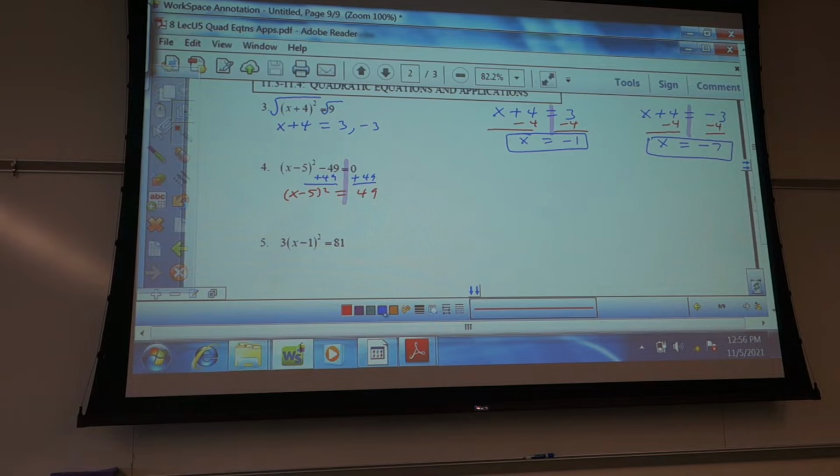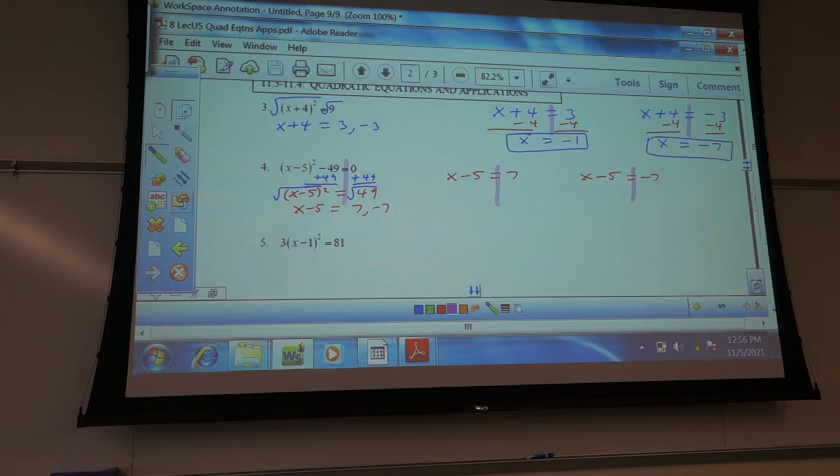Now what do I do? Yep, square root both sides. So on the left I'll have x minus 5. On the right, I'm going to take a square root of a number, so it could be 7 or negative 7. Everybody on board? So now I have 2 equations. I have x minus 5 equals 7. I have x minus 5 equals negative 7. I need to add 5 to both sides. And here I'll get x equals 12.